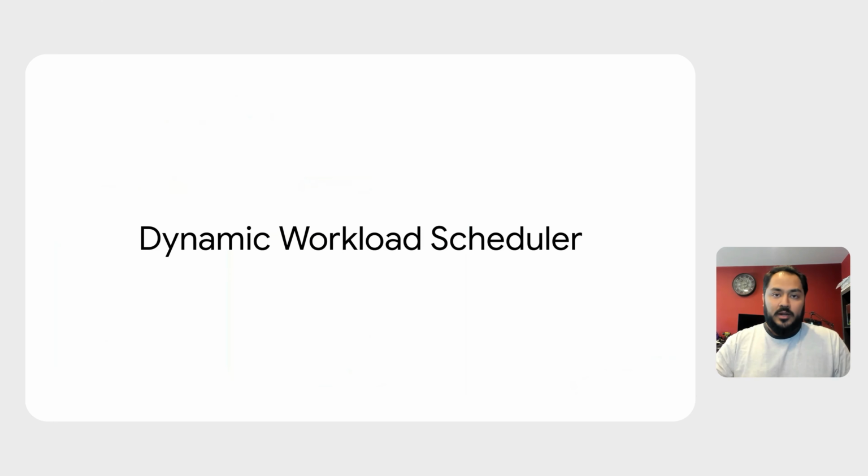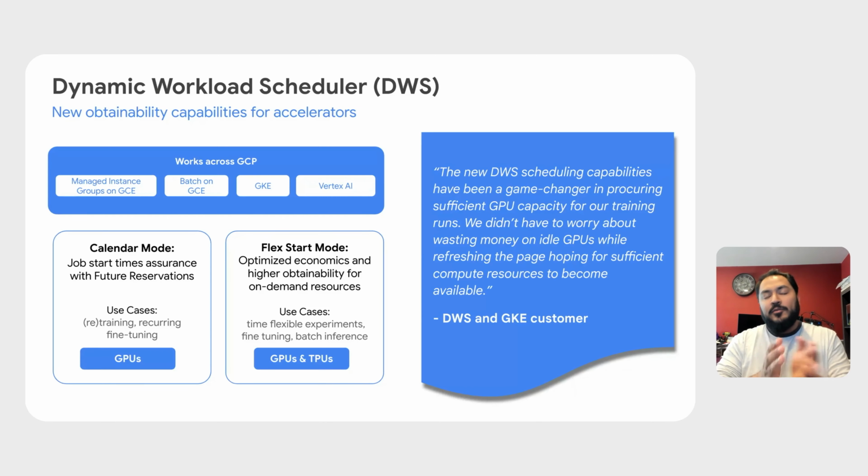Dynamic Workload Scheduler, or DWS, is a new feature we are adding to GCP for obtainability of these sought-after resources like accelerators. This works across GCP, Batch, GKE, and Vertex AI. Today, we're going to mostly focus on GKE. DWS comes in two modes, calendar mode and flex start mode.